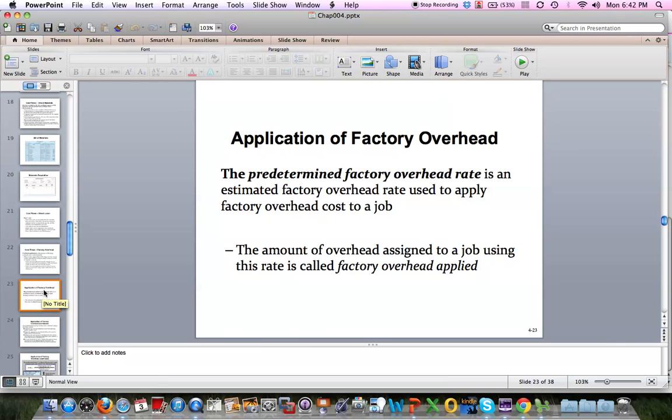So we're estimating overhead used to apply factory overhead cost to a job. Okay. And then every time we assign a job and every time that we apply overhead, this rate, whatever that rate is, times the direct labor hours, direct labor cost, machine hours, we call it factory overhead applied. Okay, so we are applying factory overhead every time a job is completed.